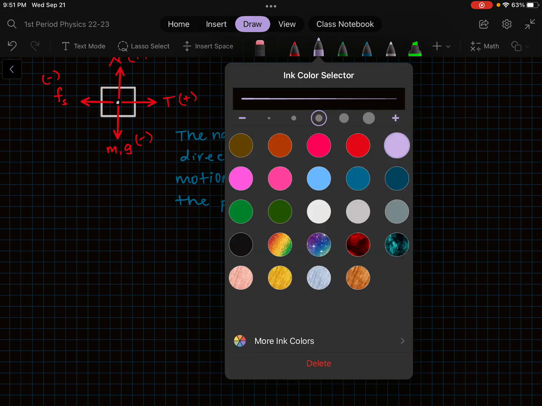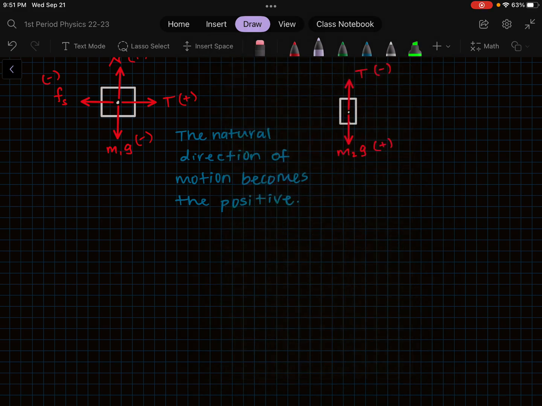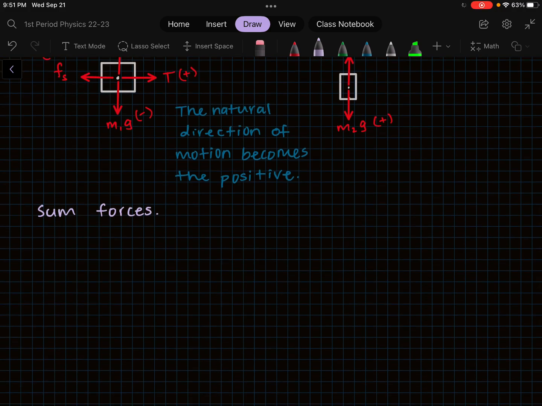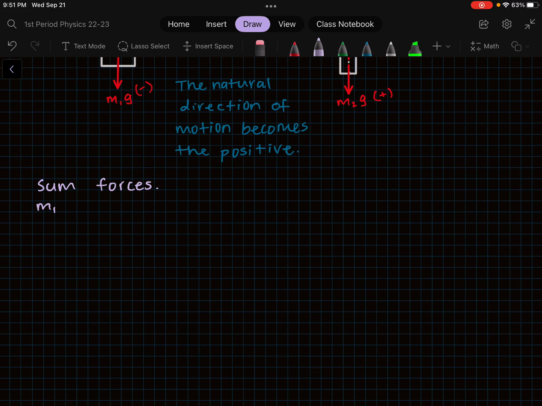Sum the forces. Let me try to use that nice purple that I used last time. So next, we sum the forces. Sum is adding, okay? Sum is adding. Okay, let's start with M1. Don't forget we use the Greek letter sigma, that is summation of the forces acting. Let's start with the y.